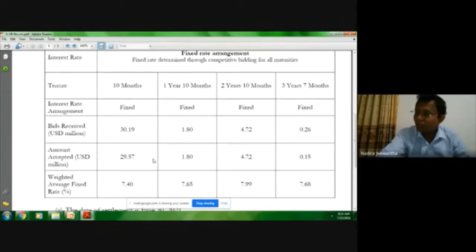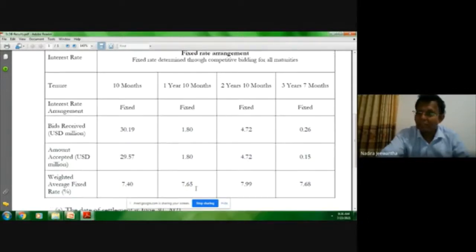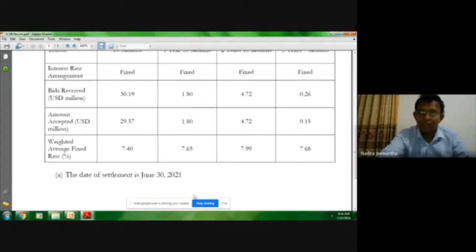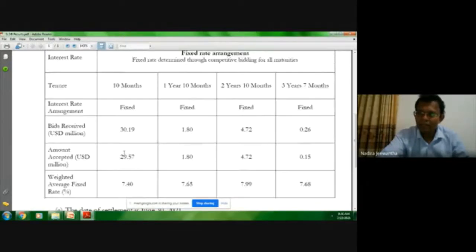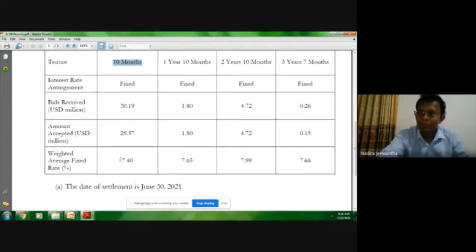How much did they want to raise? 100 million. How much have they received? This much. How much have they accepted? This much they have accepted. What's the rate? Now this was on 30th June, the previously concluded one. 740. We are paying 740. Who pays? The government is paying. What's the period? 10 months. How much do you pay for a 1 year FD in rupee terms? 6%. But here in dollars, how much is being paid?